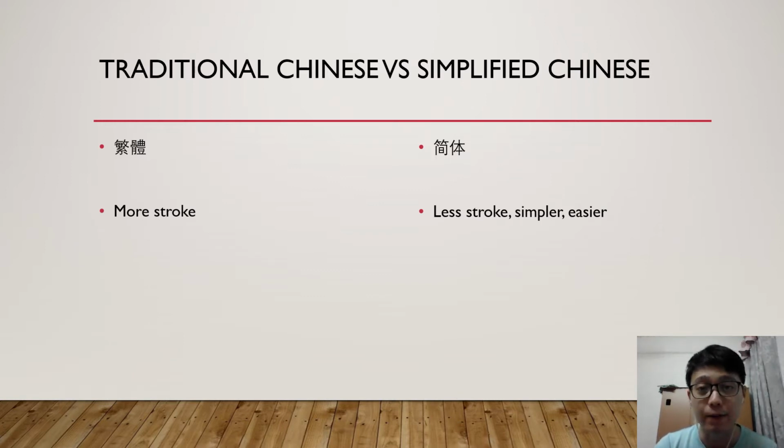Traditional Chinese is basically a writing style that has more strokes. As you look at this Chinese word on the left side and the right side, you can see that the left side is more complex compared to the right. The right one is known as simplified Chinese, 简体, which has fewer strokes, is simpler and easier to use, and of course consumes less time when you want to write. Simplified Chinese is used by China.